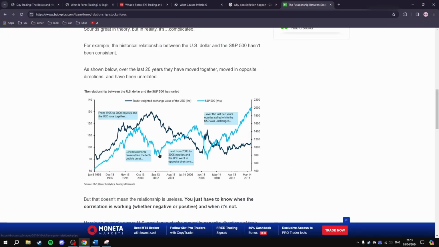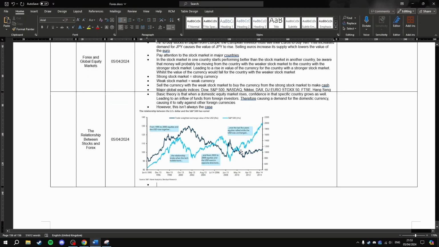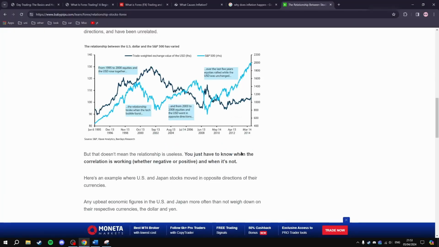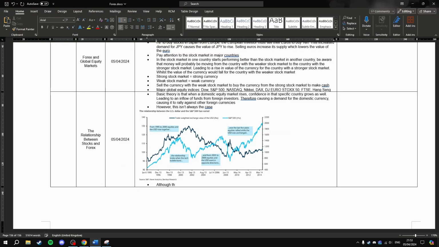So, although relationships between the stock and Forex market can sometimes be inconsistent.